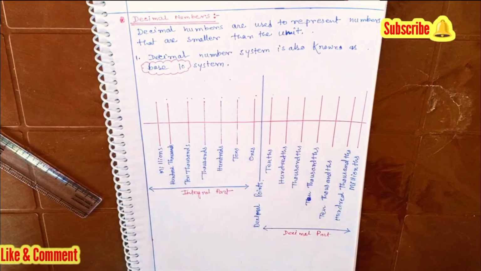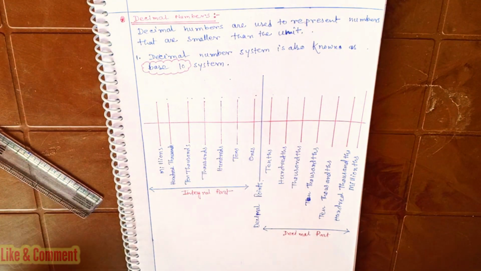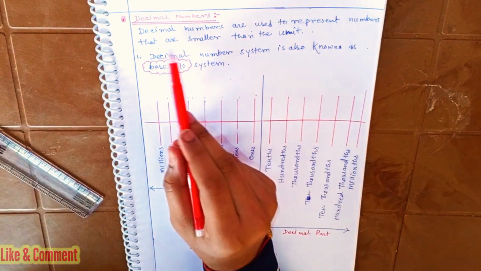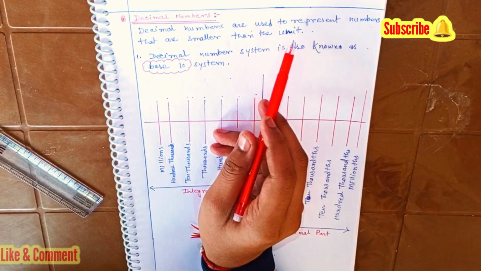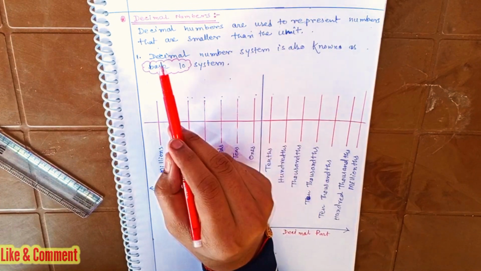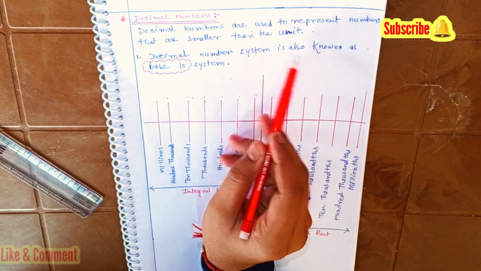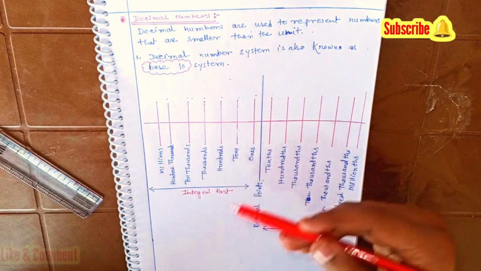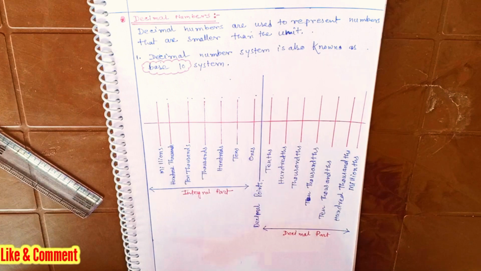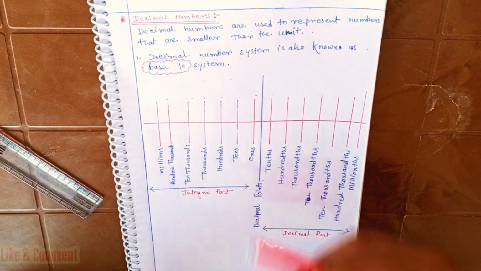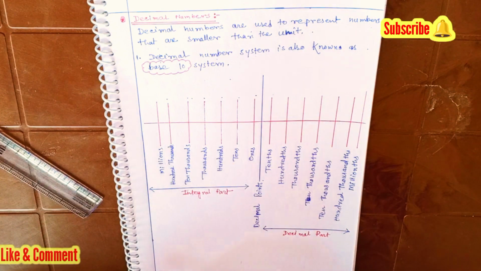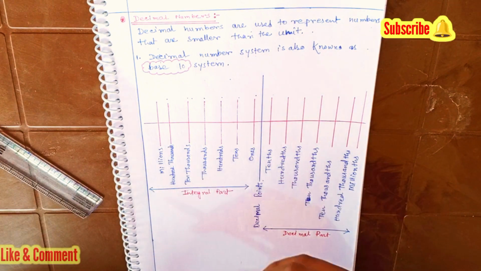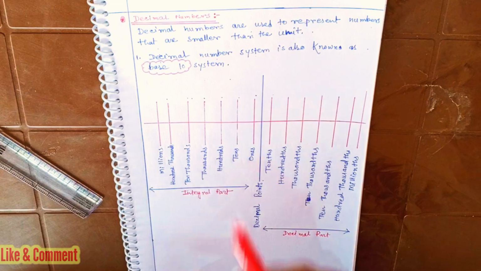So the next part is the decimal number. We have to know the decimal numbers are used to represent the numbers that are smaller than the unit. The decimal number system is also known as the base 10 system, because these decimal numbers always gain or lose their power in base 10.